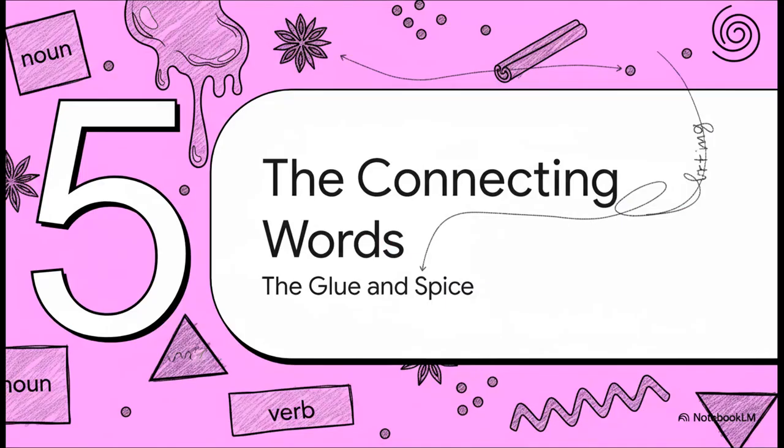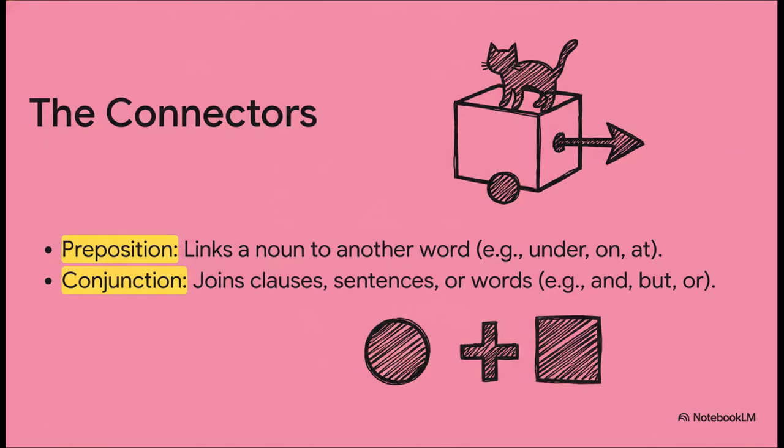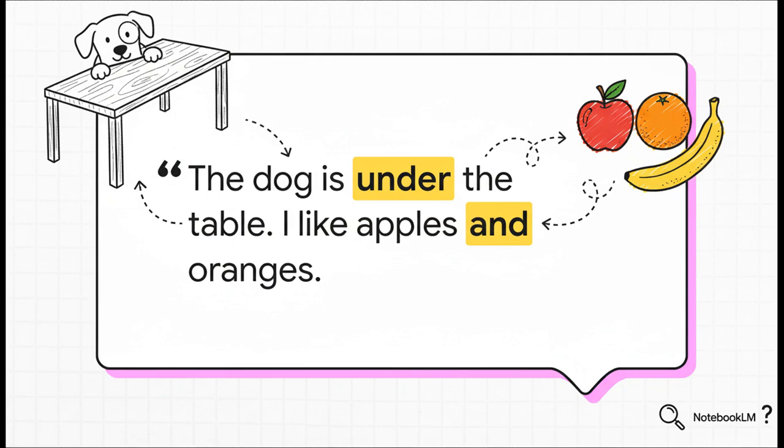So now we've got our main pieces, nouns, verbs, and words to describe them. But they're still just floating around like separate pieces. To make real sentences, we need to connect them. We need the glue. And we have 2 main types of glue in our toolkit. First, there are prepositions, these tiny little words like on, under, or through, that show how things relate to each other in space or time. Then we have conjunctions, words like and, but, and or, that are like the ultimate connectors, joining words and even whole ideas together. And here they are in the wild. The dog is under the table. The preposition under physically links the dog and the table. I like apples and oranges. The conjunction and hooks those two nouns together into one thought.